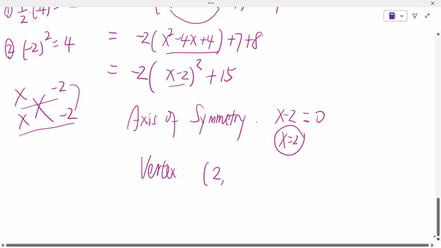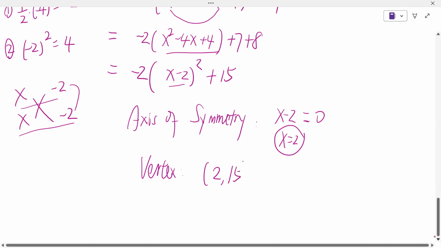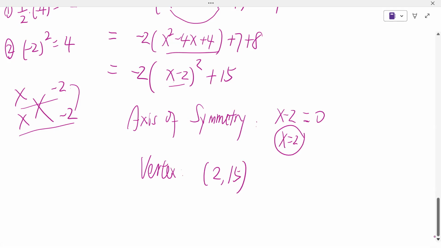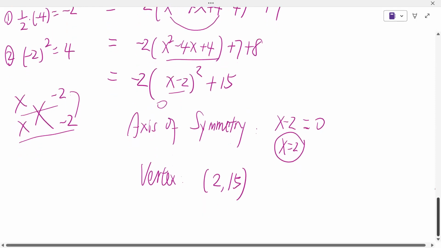And then the vertex, when x equal to 2, and the y value, that is, you see, putting the 2 here, you get 2 minus 2, 0 square times -2, that's 0, right? This whole thing becomes 0. And adding 15, that's 15. Always, right? When you plug in the axis of symmetry into the equation, this whole thing will become 0. This right here. And then we end up with the only number in the back, which is 15. So you get vertex as a symmetry. Any question about this?